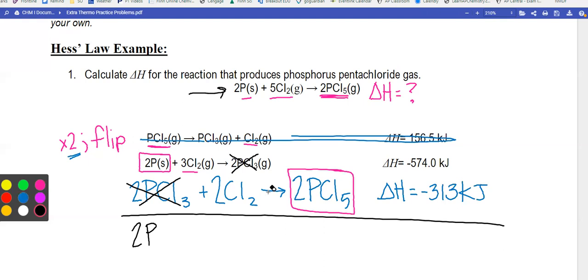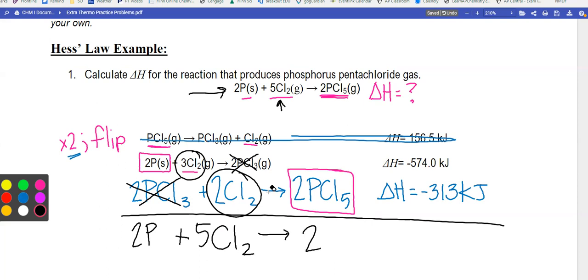So now that we have flipped that top equation, the 3Cl2 and the 2Cl2 are both on the reactant side of their equations. So since they're both on the same side, they add together to make a total. So 3 plus 2 is 5, which is what we needed. That I said we would get, it would work out, and I promised it would, and it did. So those add together, and then the product 2PCl5 is the only thing left on the right side of the arrow.